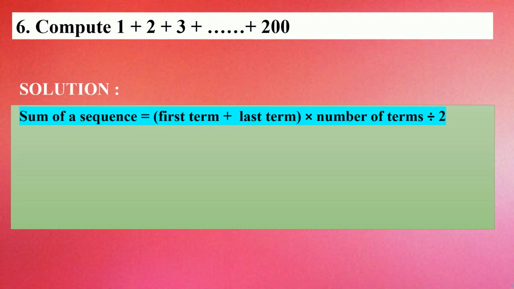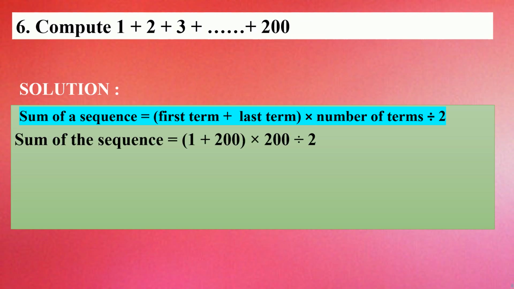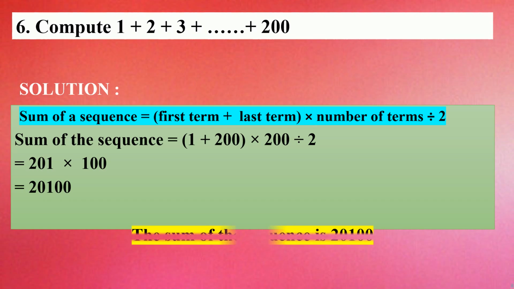The sum of the sequence is equal to first term plus last term, into number of terms, divided by 2. The number of terms is 200, and the sum of the sequence is equal to 1, that is the first term, plus the last term, 200. So 1 plus 200, into 200, divided by 2. 1 plus 200 is 201, multiplied by 200 divided by 2, that is 100. So we get 20,100. Therefore the sum of the sequence is 20,100.